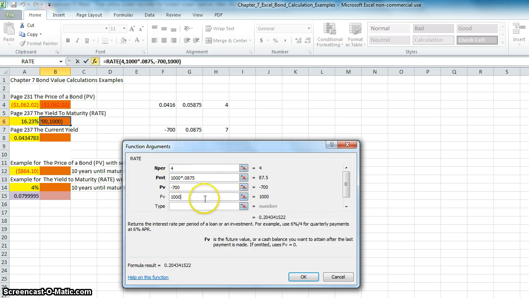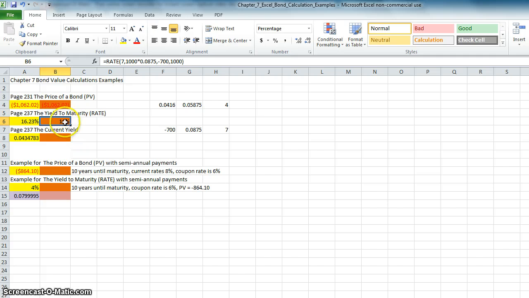Let me just check on my math here. I have that at 4, so we need to change it to 7 years. Okay, so we got 7 years here, and now we match up. So I got 16.22% or 23%. We just want to bump this out a little bit, so I'm going to increase the number of decimal places, and then we have it match up.